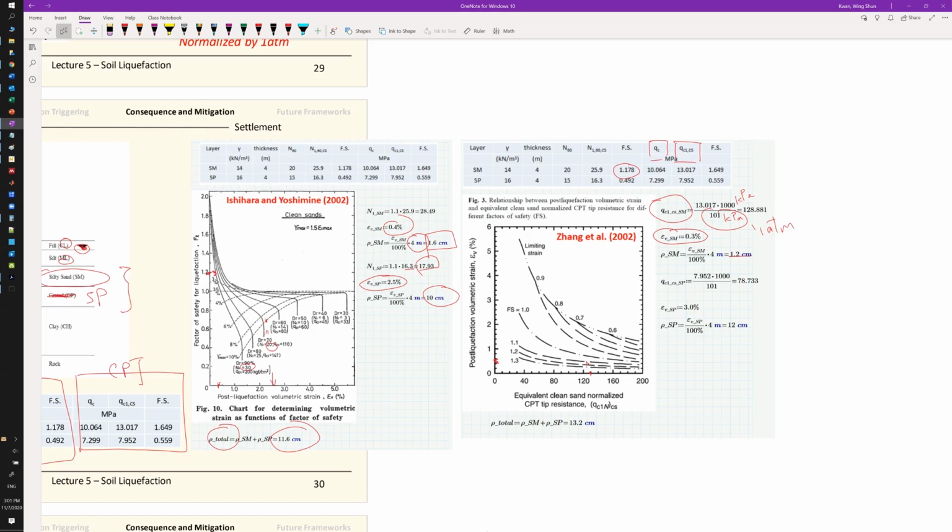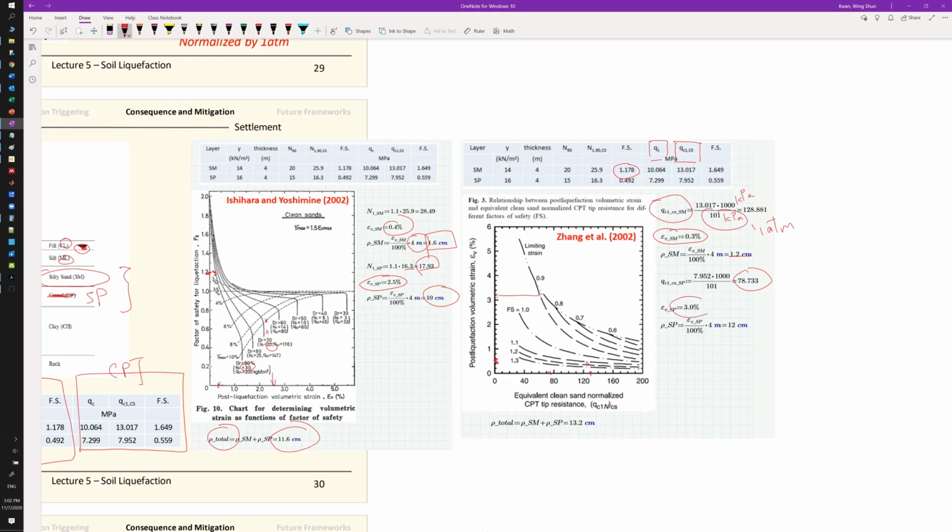So the same thing here, we convert the cone tip resistance to about 78, the normalized one. So we have about 78 right here, and we also know the factor of safety is about 0.5, and you have some limited strain right there. If you have anything less than 0.6, 0.7, this is kind of a limit. If you're anything less than 0.6, pretty much you're hitting that curve. So here, and then you go from there, it's about 3%.